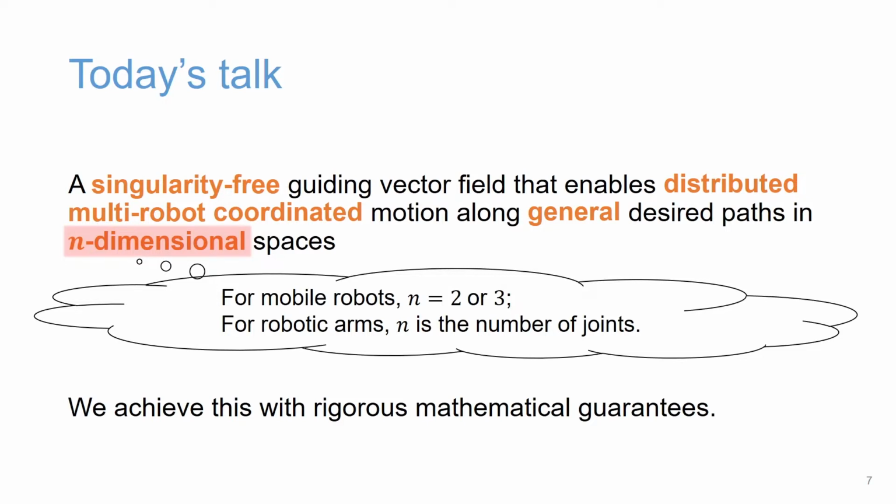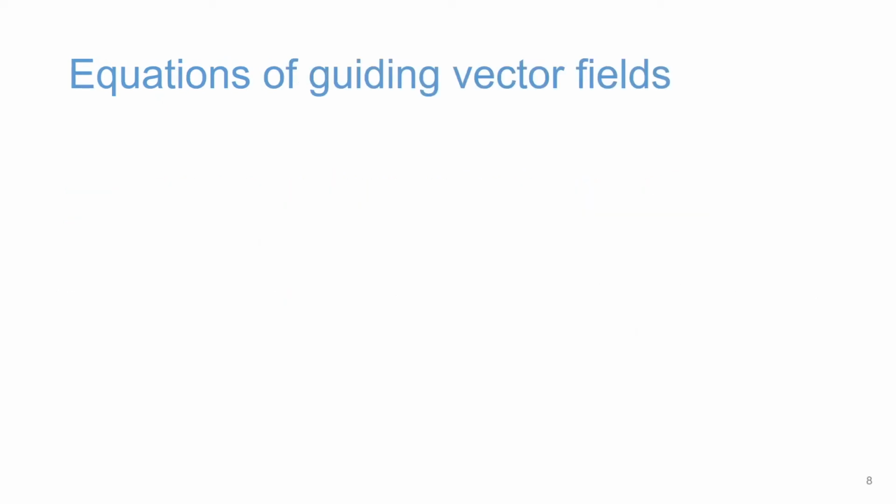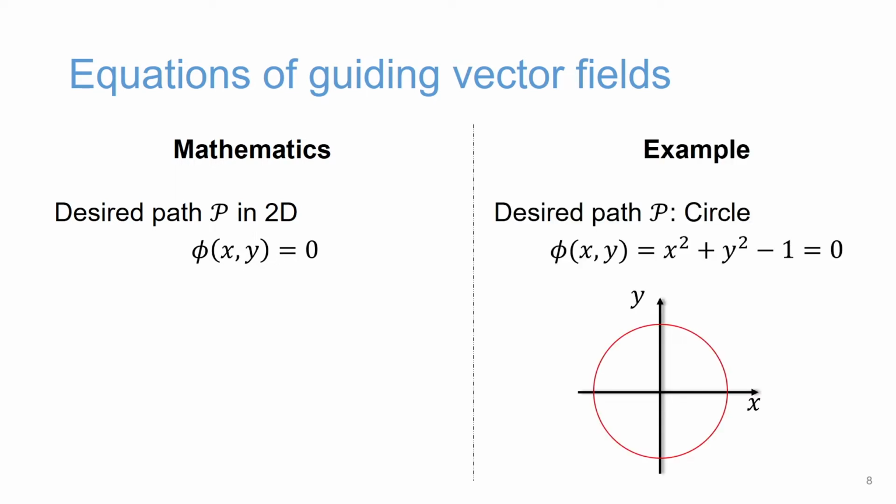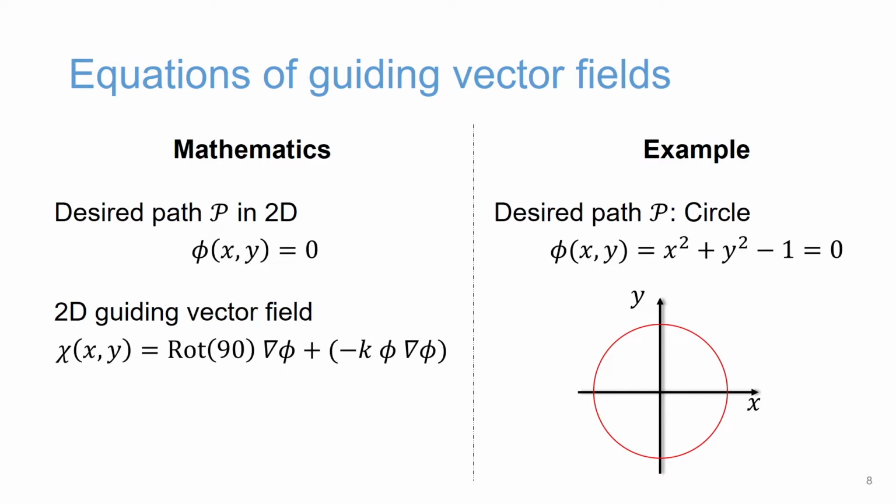Next, I will introduce what a guiding vector field is. In guiding vector field-based path-following algorithms, the desired path is usually described as the zero-level set of a smooth implicit function denoted by phi. Here is an example in 2D. The guiding vector field is determined by the implicit function phi. Chi denotes the vector field, which gives an arrow at each position xy, and it changes its direction and magnitude continuously with respect to the coordinates.